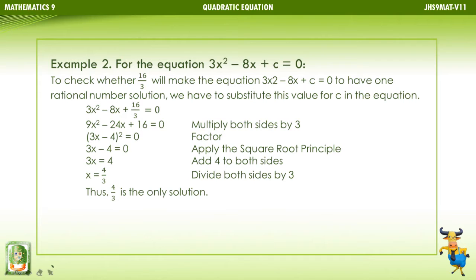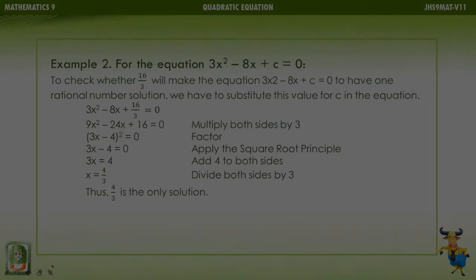Apply the square root principle: 3x minus 4 equals 0. Add 4 to both sides: 3x equals 4. Divide both sides by 3: x equals 4 over 3. Thus, 4 over 3 is the only solution.